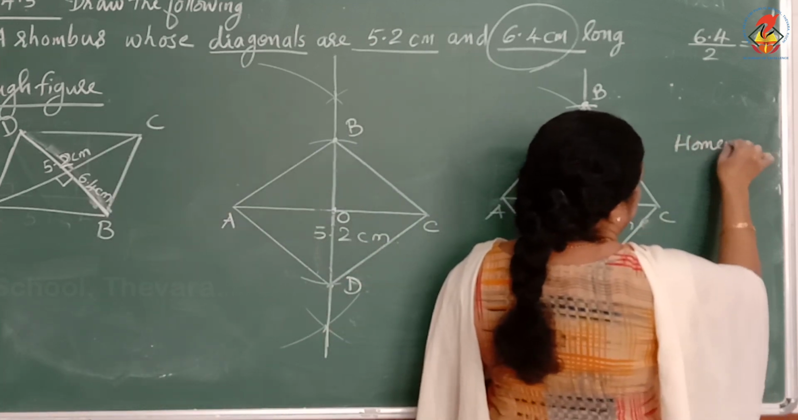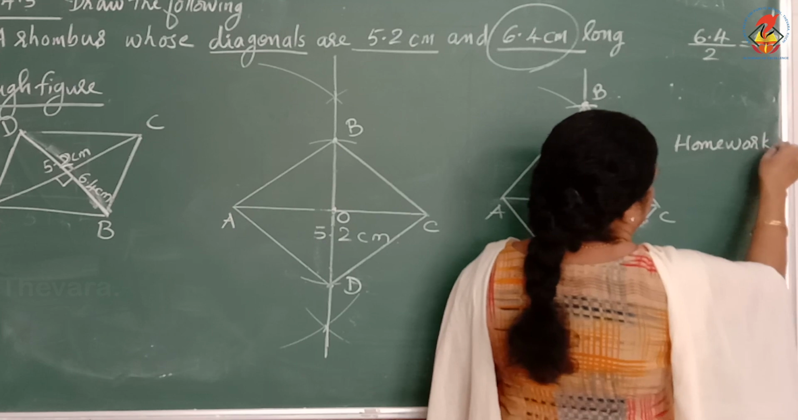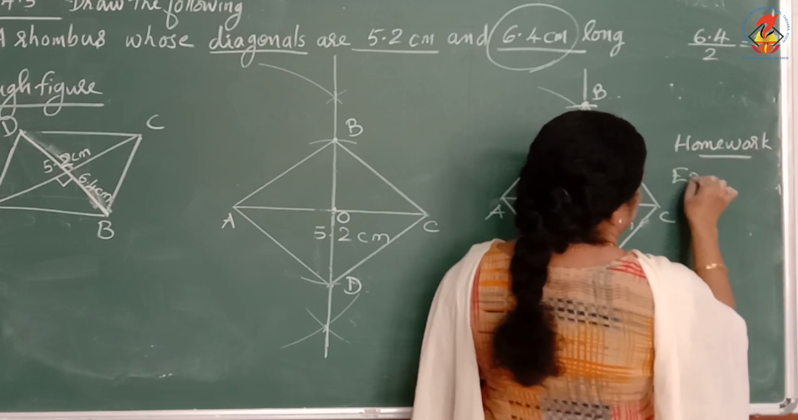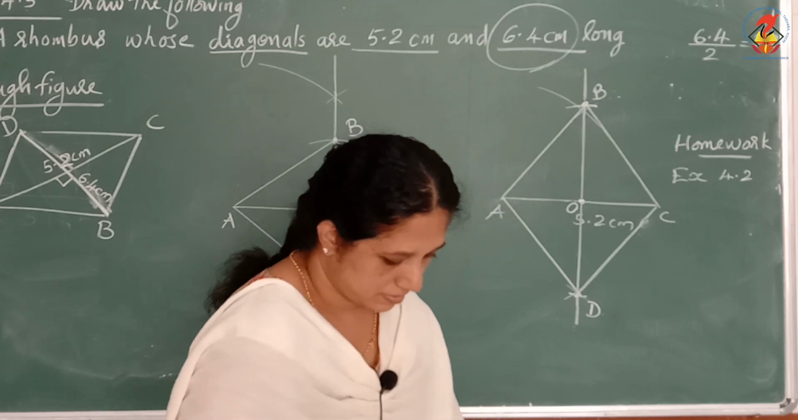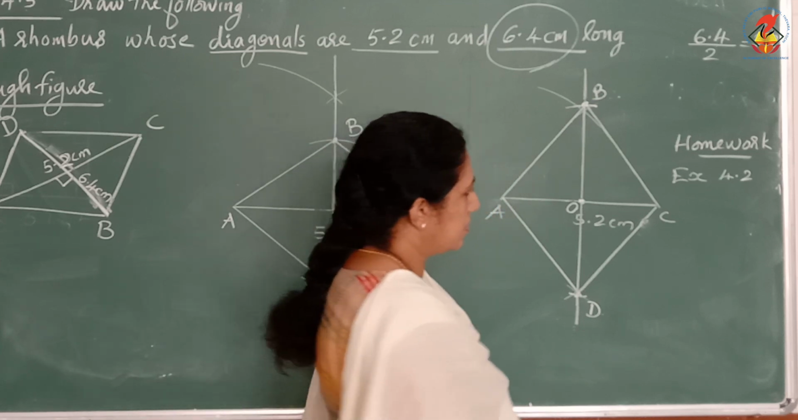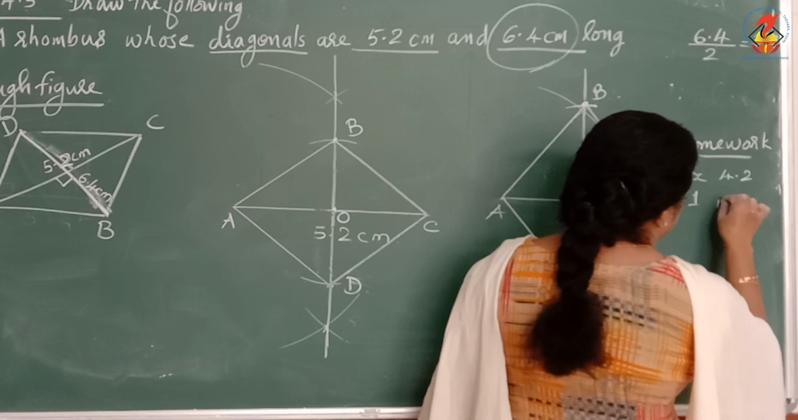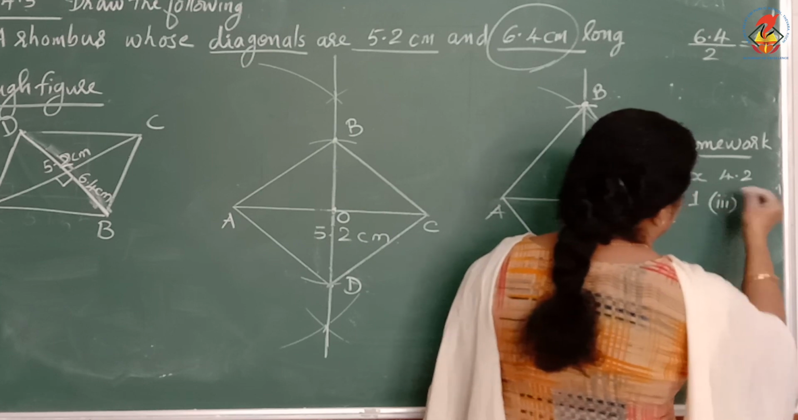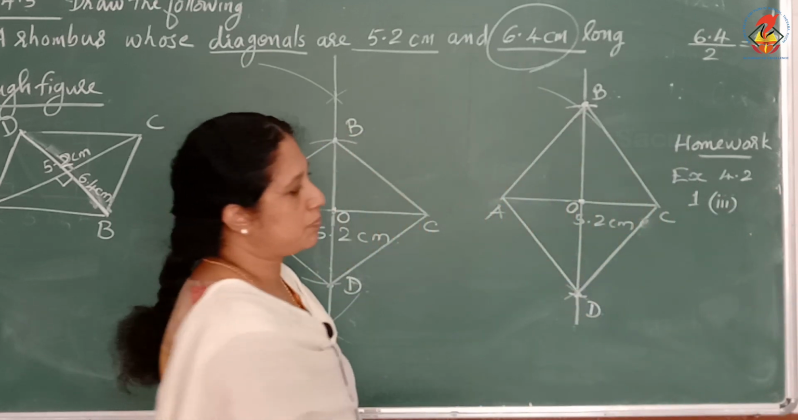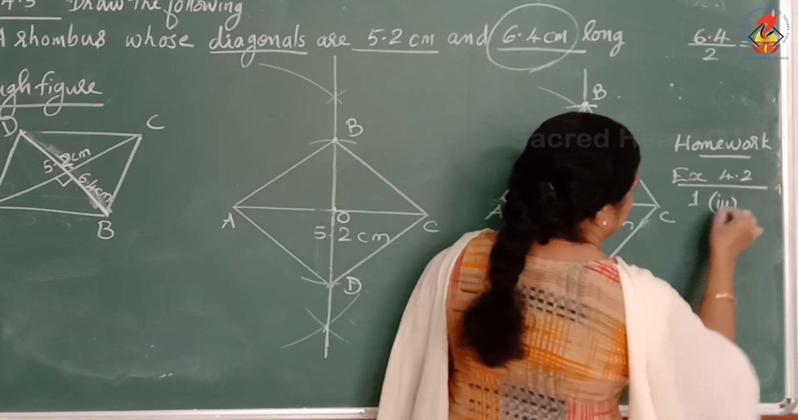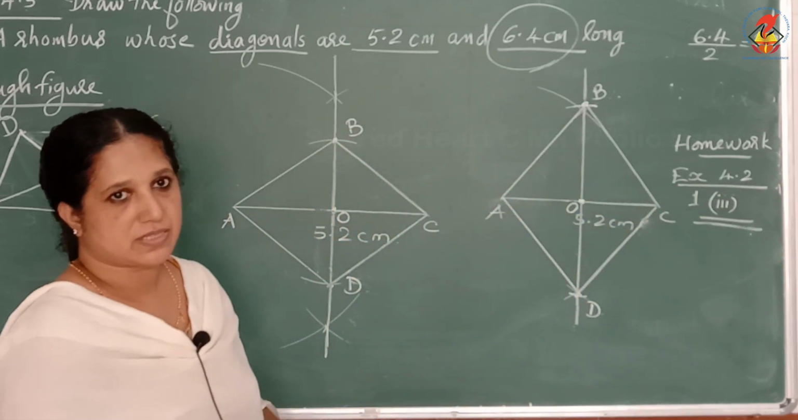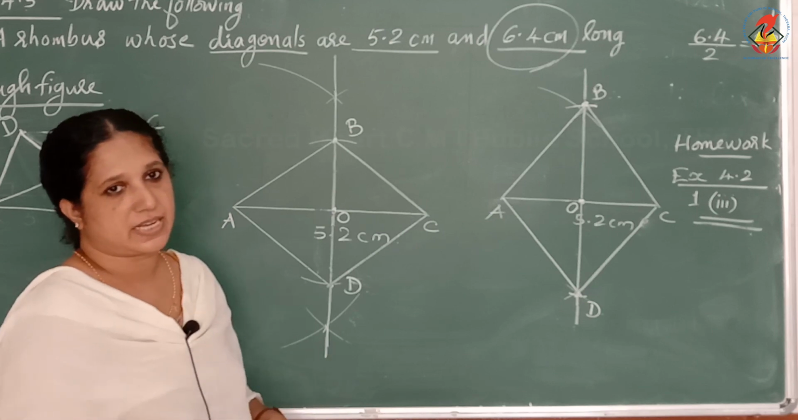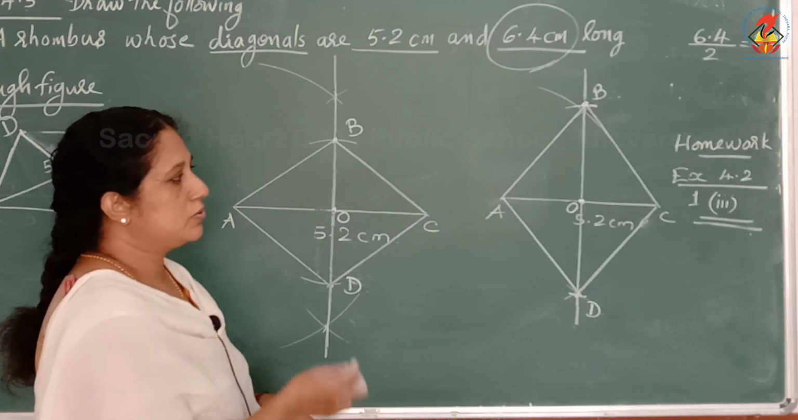Then homework: exercise 4.2, first section, third question. That is the construction of the rhombus when the length of the diagonals are given. So do it as homework.